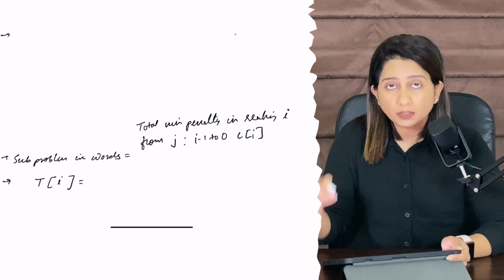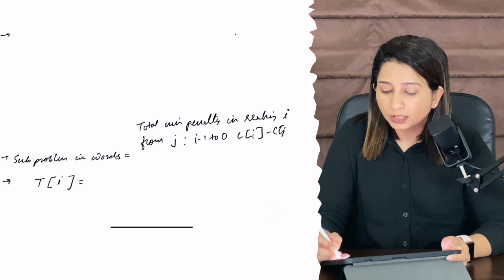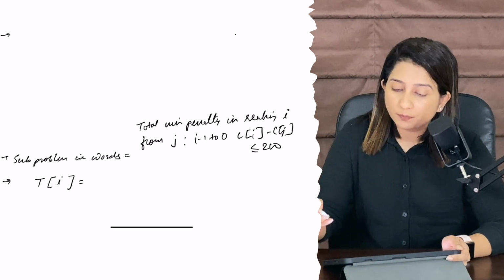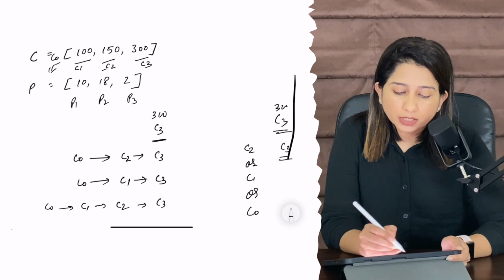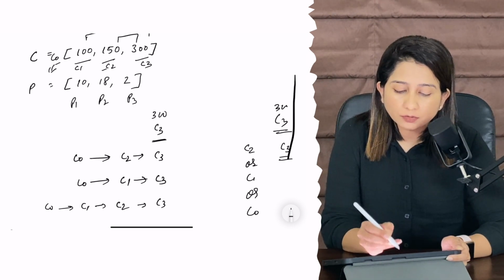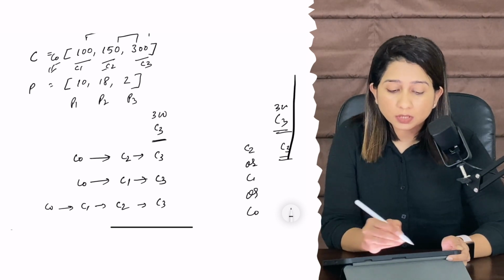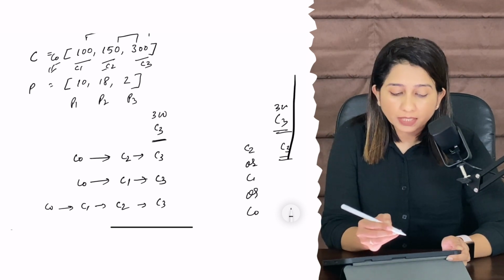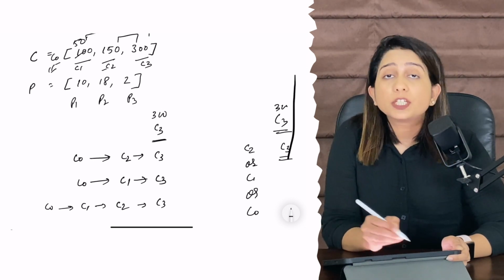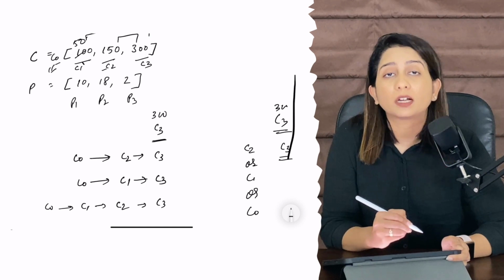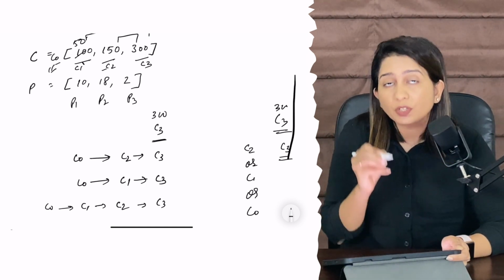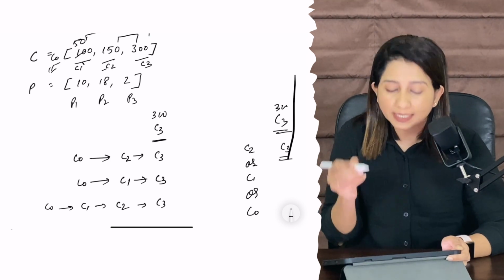The distance between the current point ci and the point that we have come from, cj, should be less than or equal to 200. Let's say in this case we could have reached c3 from c2 because the distance between them is 150, and we could have reached c3 from c1 as well because the distance is 200. But if c1 had been 50 instead of 100, there is no way we could have reached c3 from c1, so we have to discard this point. We only take those previous points such that the distance between that point and the current point is less than or equal to 200.